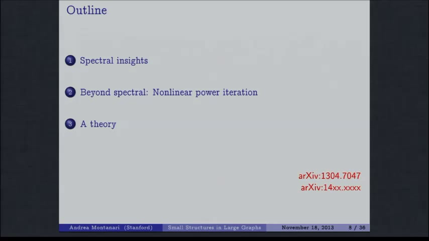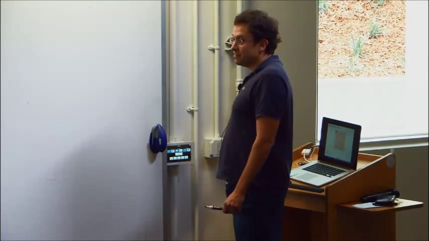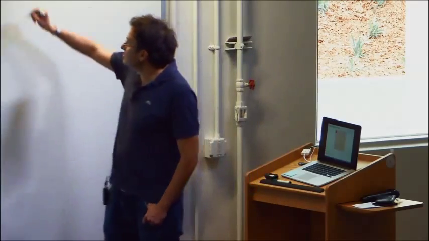Okay, and this is the outline. I will start by reviewing spectral methods, and I'll spend a little bit of time on why they fail, and then talk about something beyond that called nonlinear power iteration, and then how you can prove theorems about it. There is a paper out there that is part of this work, another part will come out at some point. Okay, and in fact I will consider a very simple example.